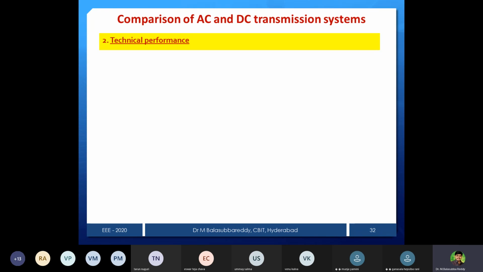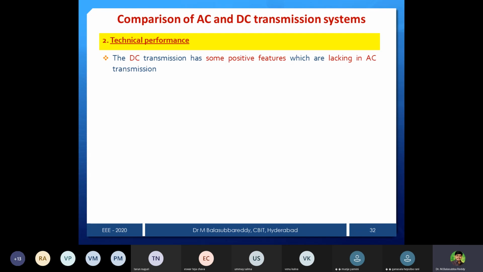If they ask a short question or a general comparison, you can write that. Otherwise, if a question comes from this comparison of AC and DC transmission with respect to economic wise, technical wise and reliability, you can answer with all these things.